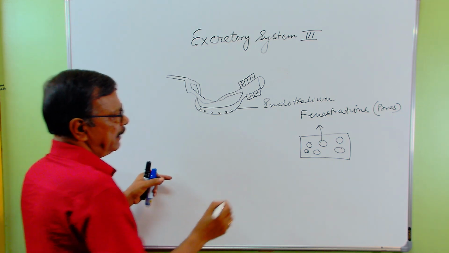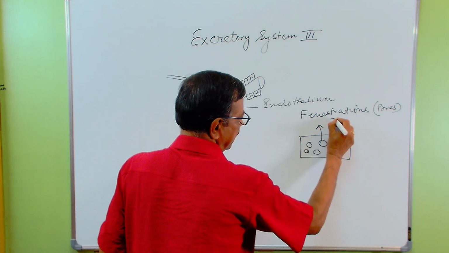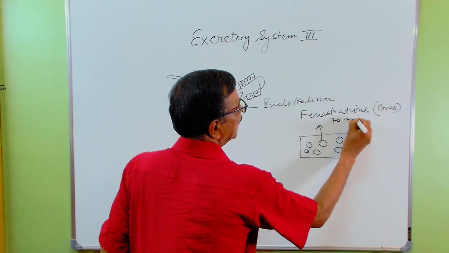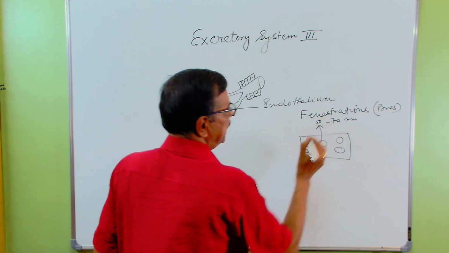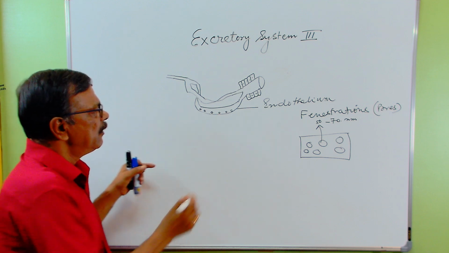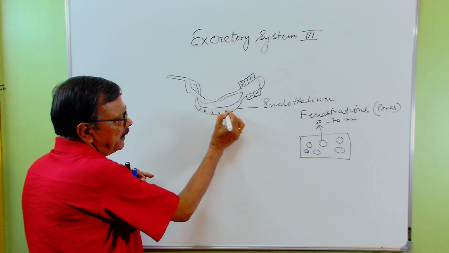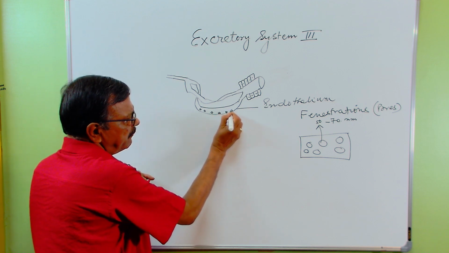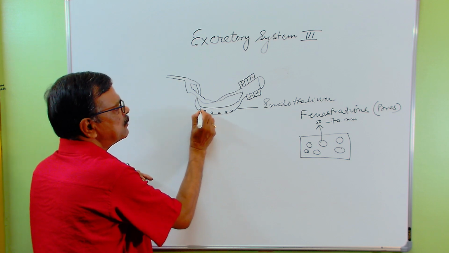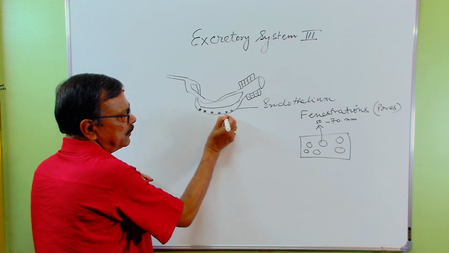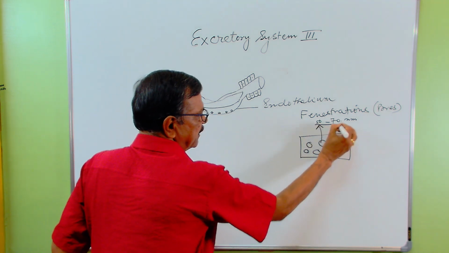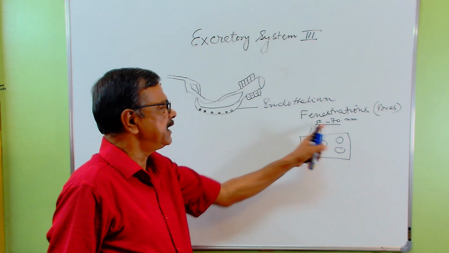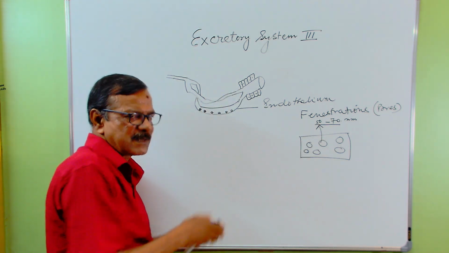These pores have a diameter of 50 to 70 nanometer. Whenever blood is coming through here, through these endothelial cells which are fenestrated, it goes out through these pores. But the limitation is 50 to 70 nanometer. If it is less than 50 to 70 nanometer, then only it will pass out.